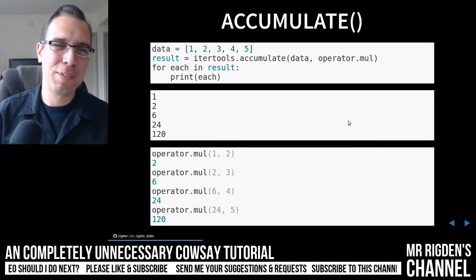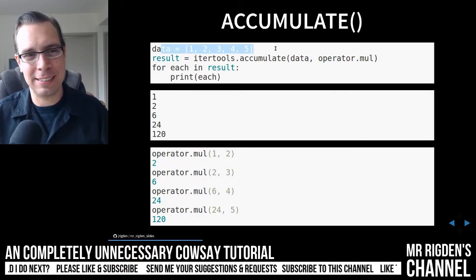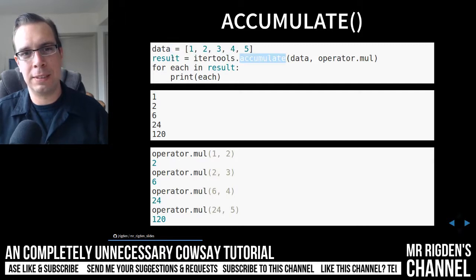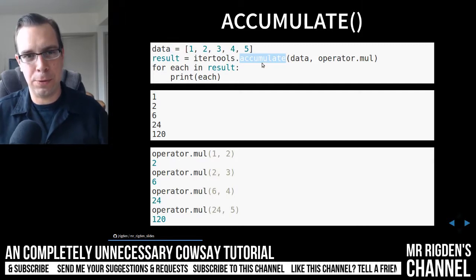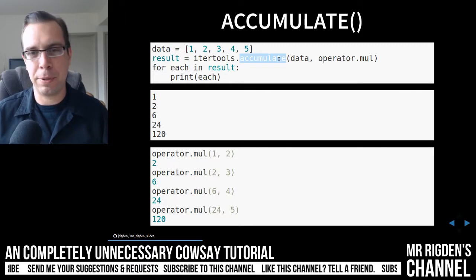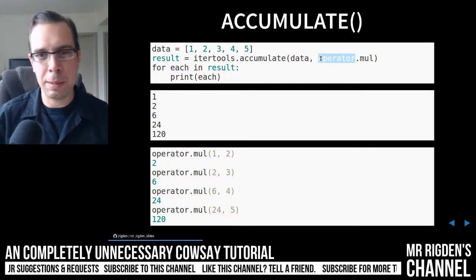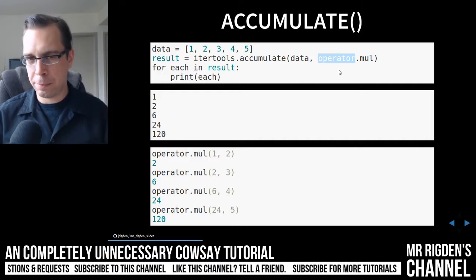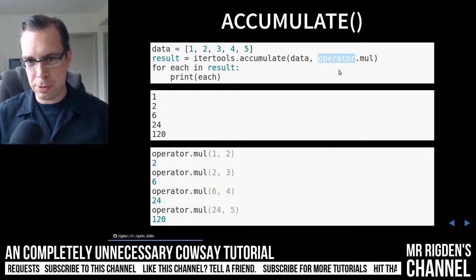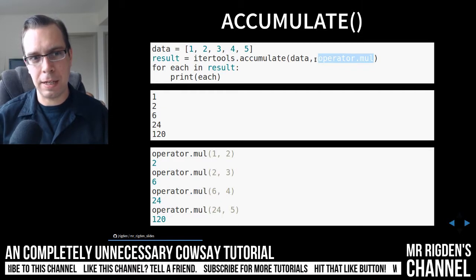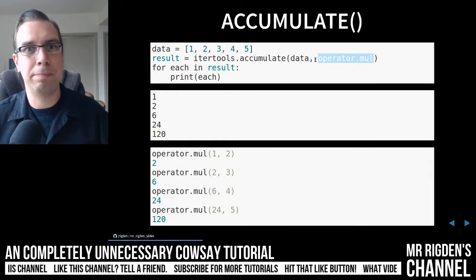Okay, so here we go. We've got a little data list here of 1, 2, 3, 4, 5. We're going to go through the tools, accumulate, and then print it all out. The function we're going to be using is the operator we imported earlier, and now we're going to do the multiplication. So operator.mul will multiply. You give it numbers, and it will multiply them.